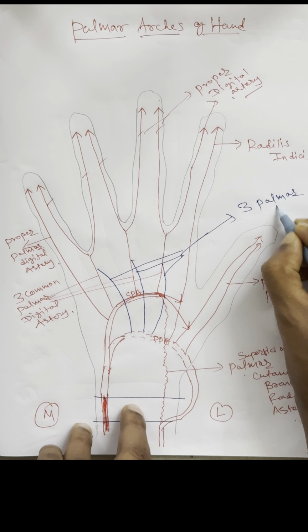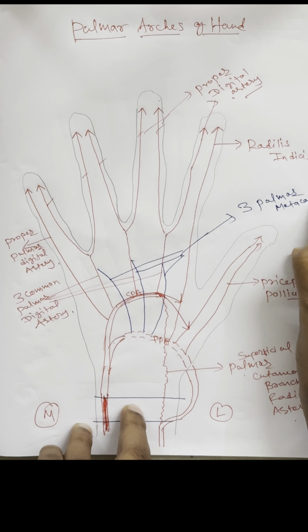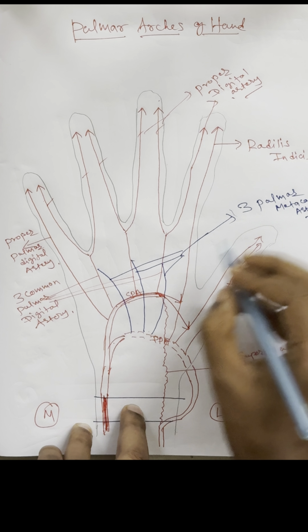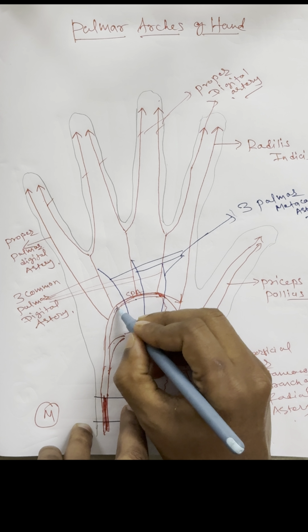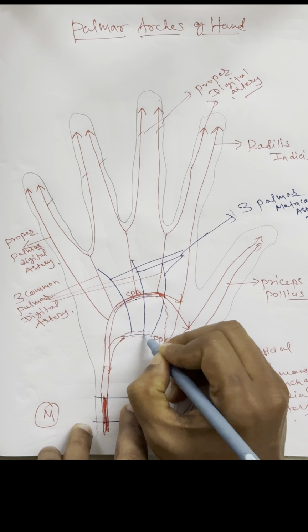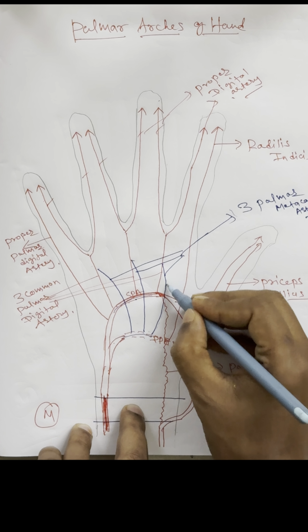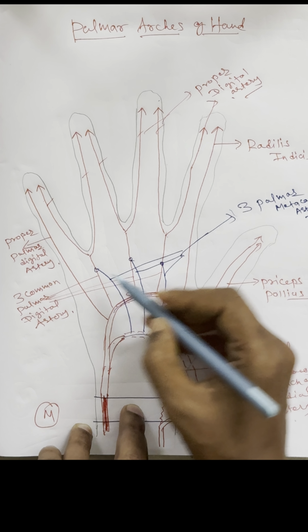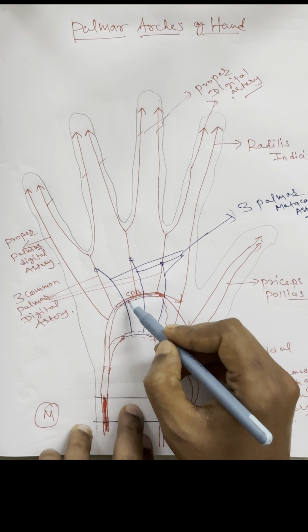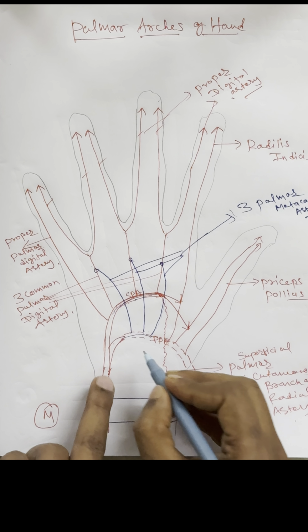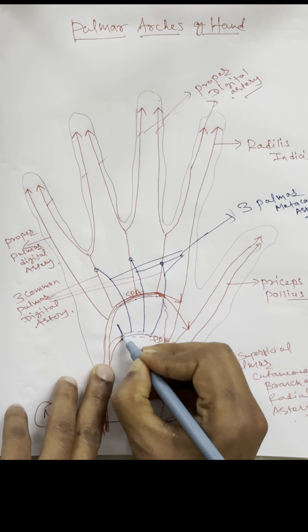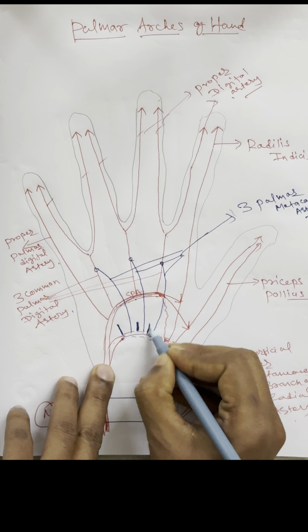All these three will be known as the three palmar metacarpal arteries. So these three palmar metacarpal arteries are branches of the deep palmar arch, and these arteries go and attach with the three common palmar digital arteries, which are branches of the superficial palmar arch, right? In the same way, the deep palmar arch gives one, two, and three perforators.